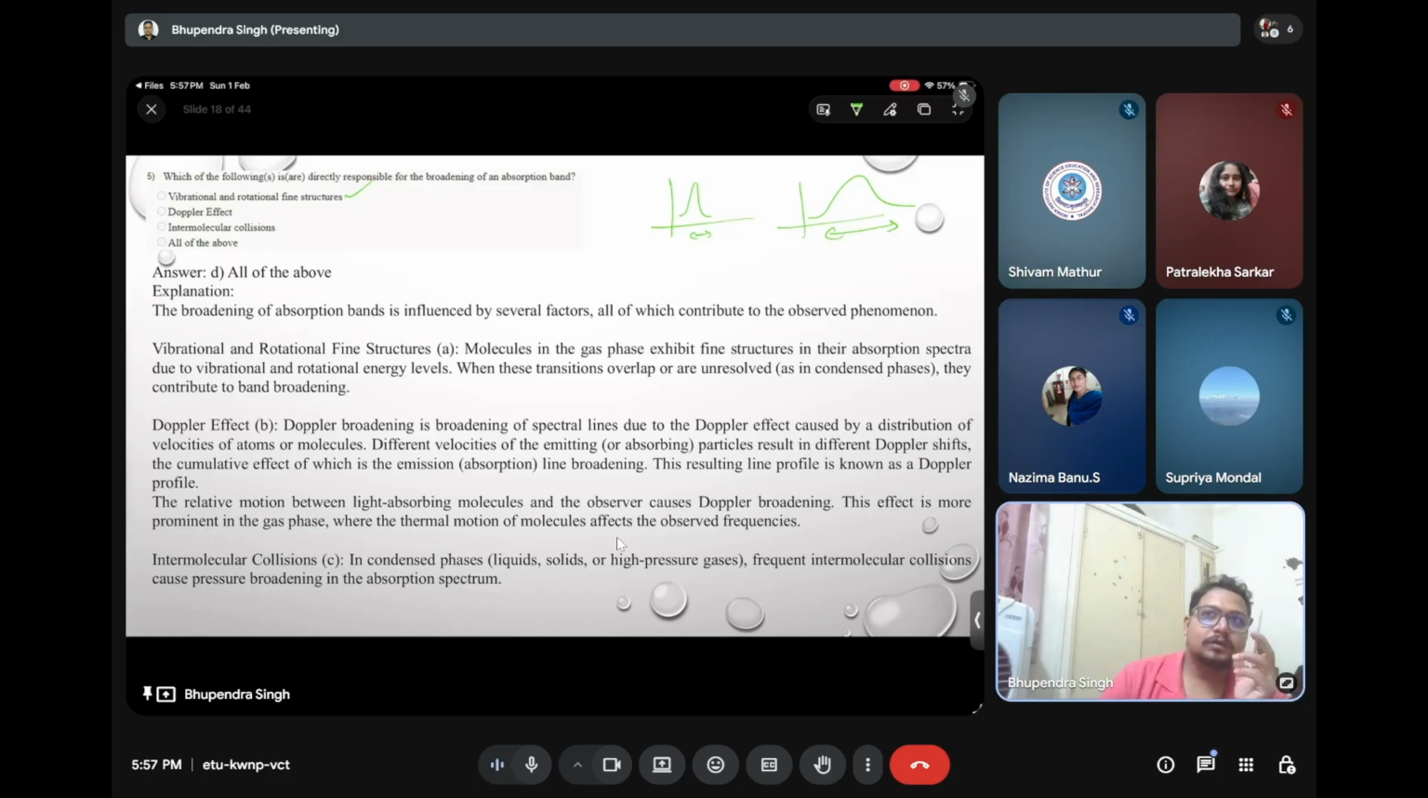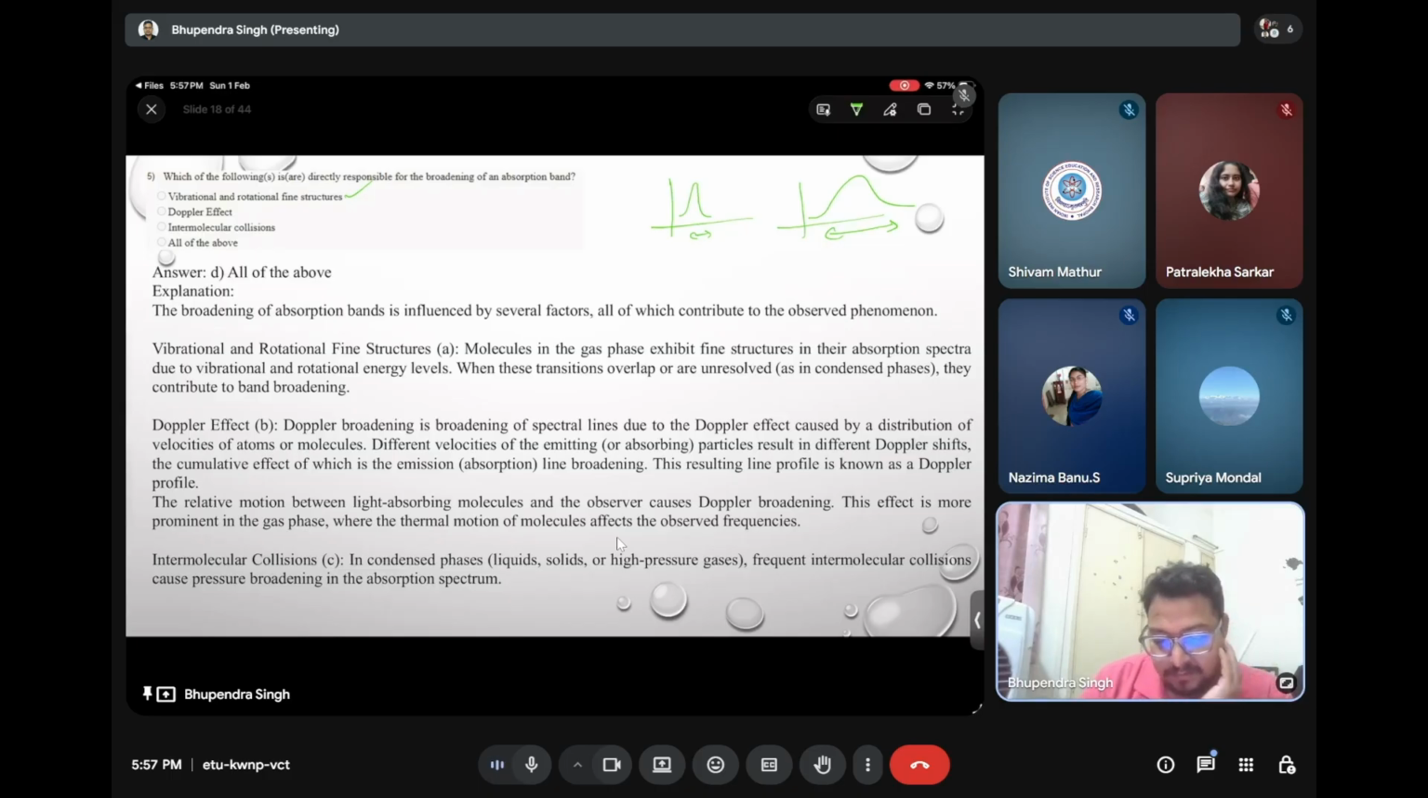Then what will happen? Let's say one photon is emitted at 200 nanometer, and that particular photon at 201, 202, or here 198, 199, and all the molecules will be absorbed, like it will be detected by the detector. That is why if the velocity of the atom or the molecule, or your electron, is different, then the broadening will come. So because of this Doppler effect, the broadening comes.